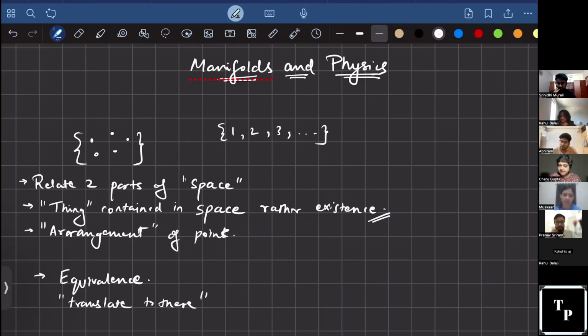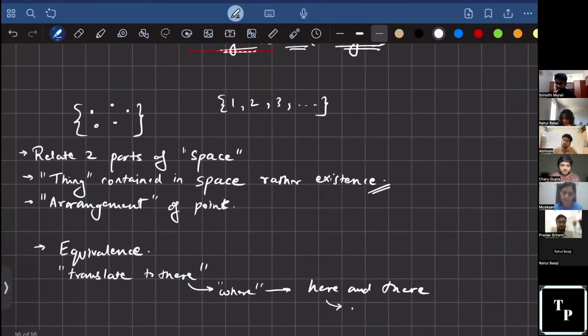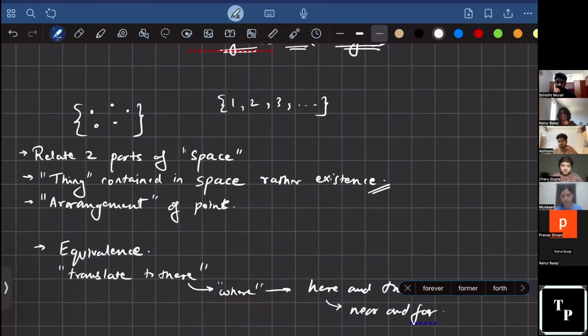Now, yeah, go Muskan, yeah. So with translate to there, we can think of where those points are. So if some points are here and there, so yes, their position, how close they are, how distinct they are. Correct. So we are getting close to this concept of near and far. Yeah. So this is the most simplest relation that you can come up with between points, whether they are near and far.